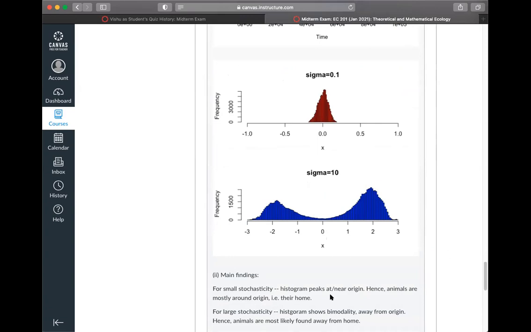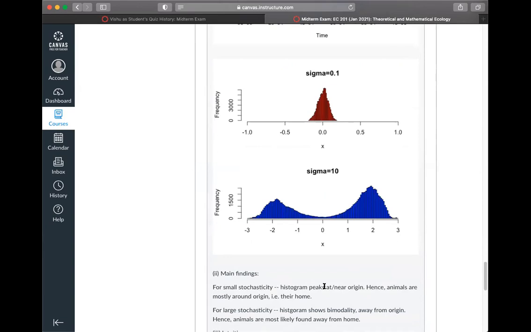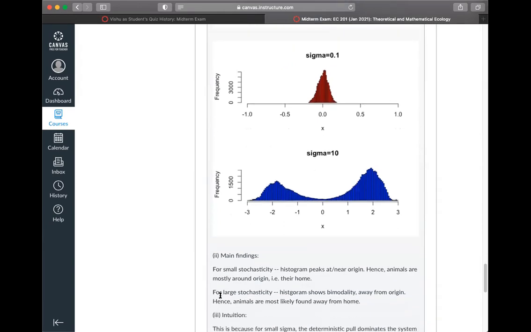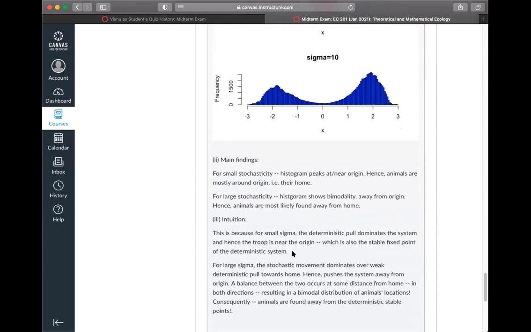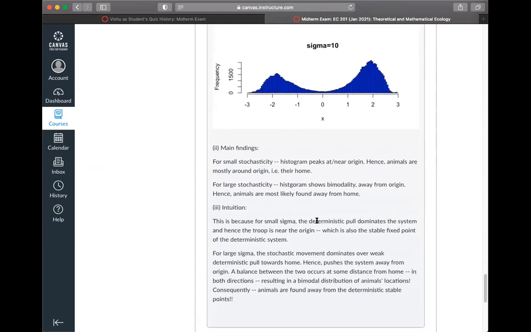So these are the main findings now. For small stochasticity, the histogram peaks at or near the origin, hence animals are mostly around the origin, their home. For large stochasticity, the histogram shows bimodality, away from the origin. Hence animals are most likely found away from home at these 2 points. Is it fine? And what's the intuition behind it? For small sigma, the deterministic pull dominates the system, and hence the troop is near the origin. For large sigma, exactly the opposite happens. And it's the balance between the two that causes these new preferred locations.